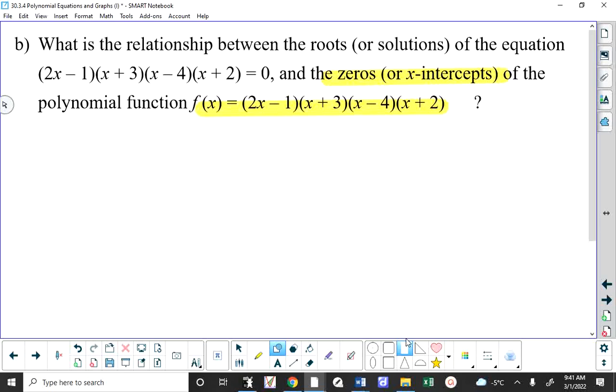So what's the relationship between the zeros or x-intercepts of the function and the solutions or roots of the equation? Well, they're the same. We already know this, right?